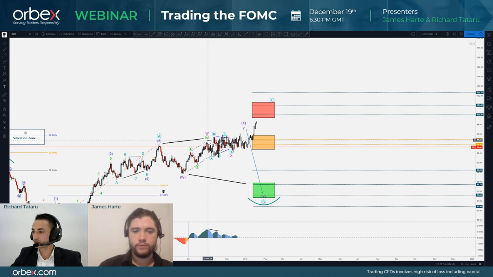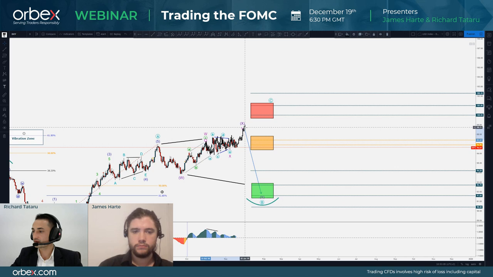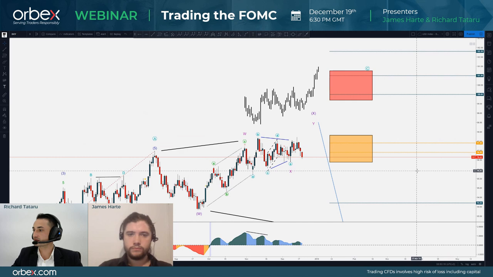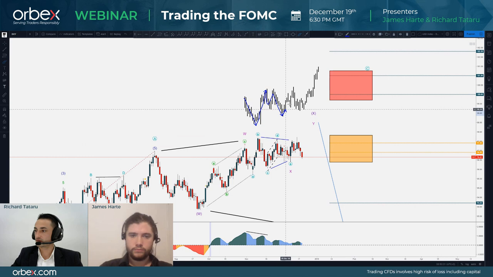Okay, there we go. Now, notice the similarity with this pattern, right? Let me zoom in, because this is quite important. Previously we had drop, rise, drop, rise, drop, rise.